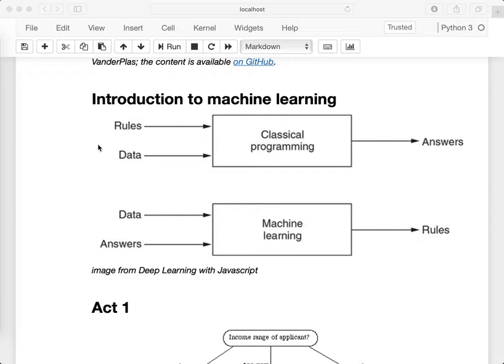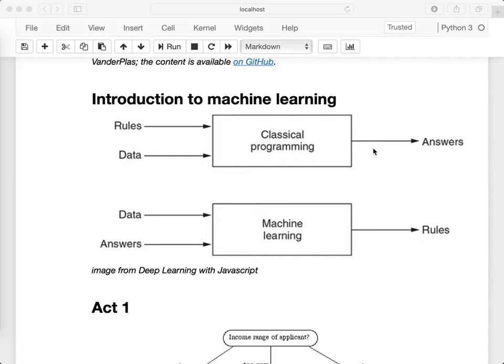answers using the rules. For example, let's think about a tax preparation software. The data itself is the data about the tax applicants, information like demographics and salaries, things like that, as well as the tax code itself that corresponds to the rules applied to the data to get the answers, which is the tax liability of the users of the software.